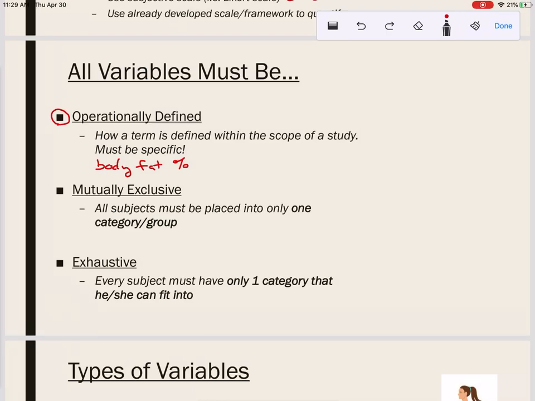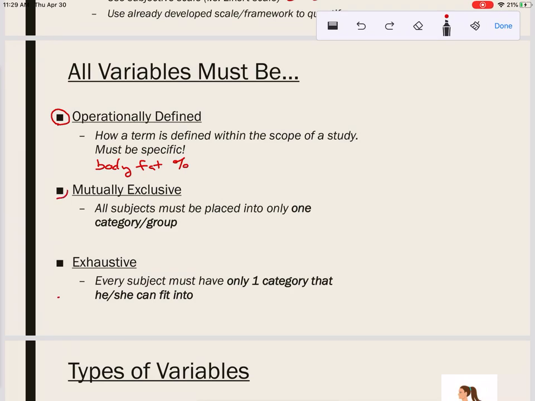Before I go on though, why is it important to operationally define something? Well, of course, because we want these studies to be reproducible. To increase the validity and the accuracy, you want someone else, another researcher, to be able to do the same thing and get the same results. And the only way that we can reproduce it is if we are specific. All right, let's talk about the other two.